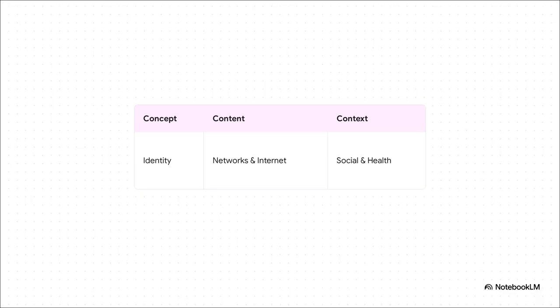So let's plug this whole idea back into our three C's framework. When we talk about your digital footprint, the concept at play is your identity. The content is the networks and the internet itself that are capturing all this data. And the context, well, that's how this all affects you socially and how it can even impact your health and well-being. See, it all starts to connect.